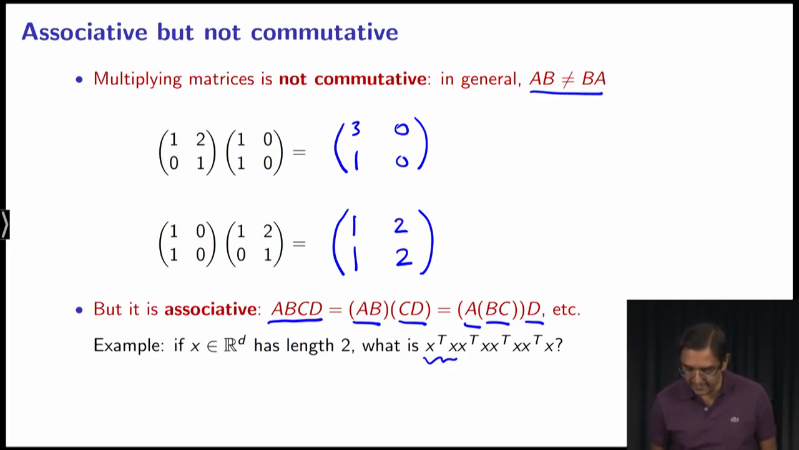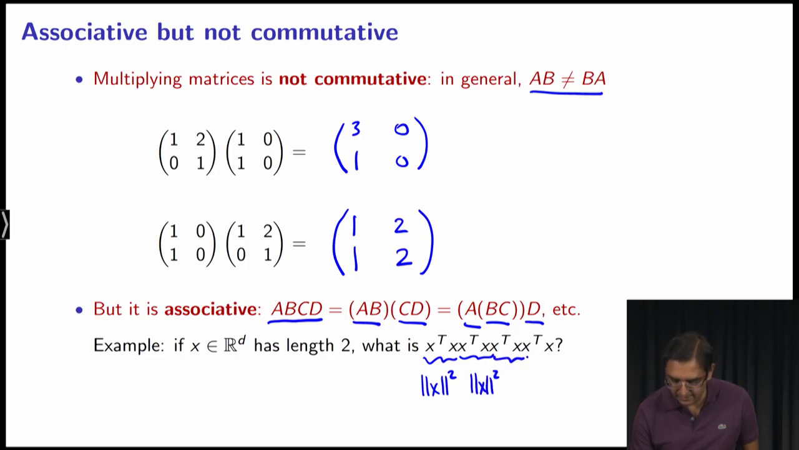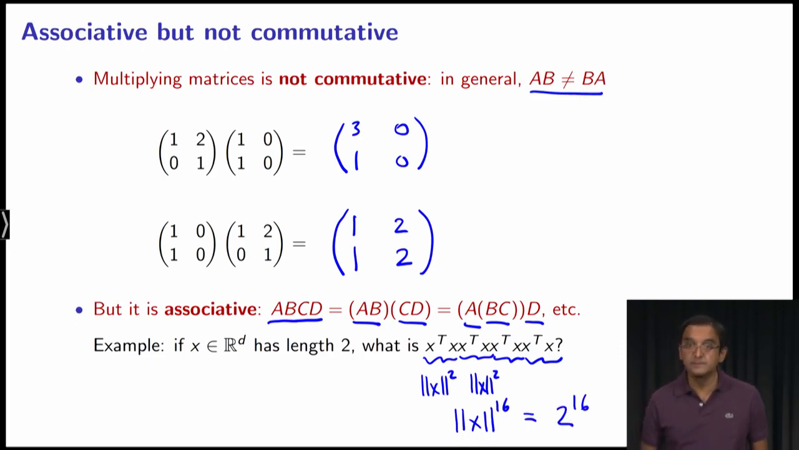So we'll take x transpose x. We know that's just the length of x squared. Here's another x transpose x. That's also the length of x squared. And here's another one and another one. And so what we end up with is the length of x to the power 16. We're told the length of x is 2, so this is 2 to the 16. So the associative rule can be very helpful in simplifying matrix products. We simply choose the products that turn out to be very simple and do those first.